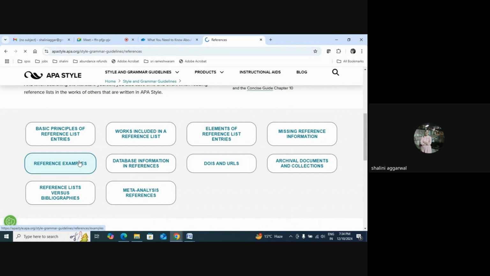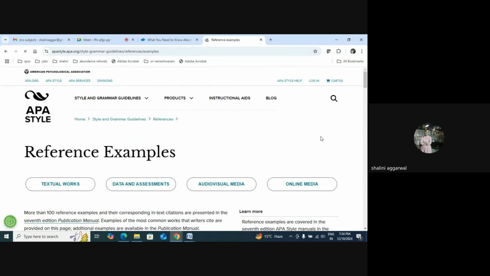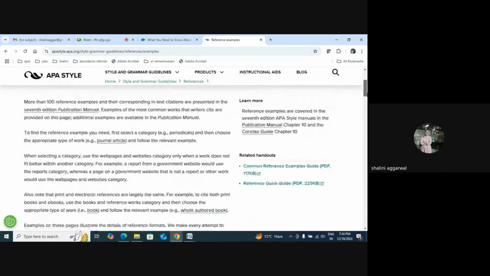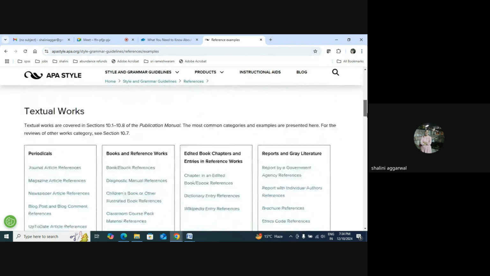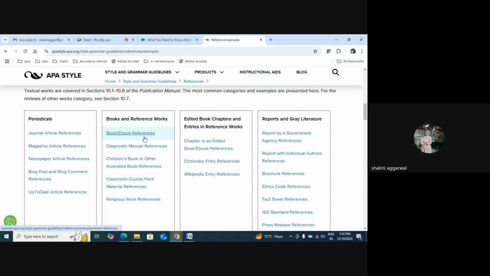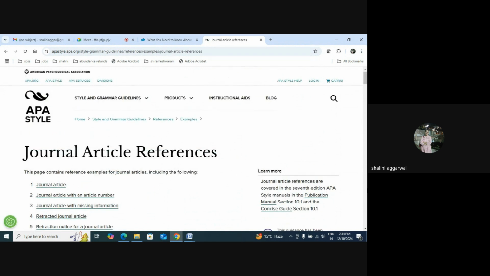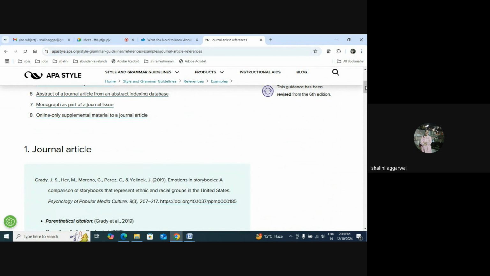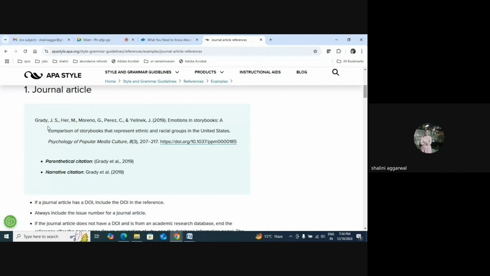Here you will find references examples. Okay, click, just have a look at this. Like, how do we write about books? If you have to give the reference of books in your paper, how do you write it? If you click onto this, it will come, right? So journal article, how do we write this? Just have a look at this. Here below they have given you an example. Can you see this? This is an example. Please have a look at this.